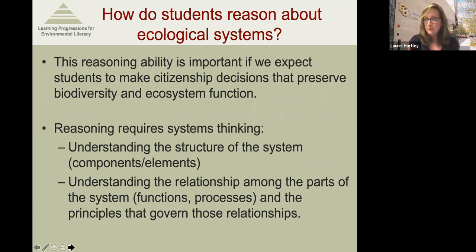So we want students to be able to reason about ecological systems. And so how do they do that? This reasoning ability is really important if we expect students to make citizenship decisions that preserve biodiversity and ecosystem function. But it's hard. And it's hard because reasoning requires systems thinking. It requires understanding the structure of a system. That means the components and the elements of the system. And it requires understanding the relationship among the parts of a system, so the functions and the processes within the system and the principles that govern those relationships.